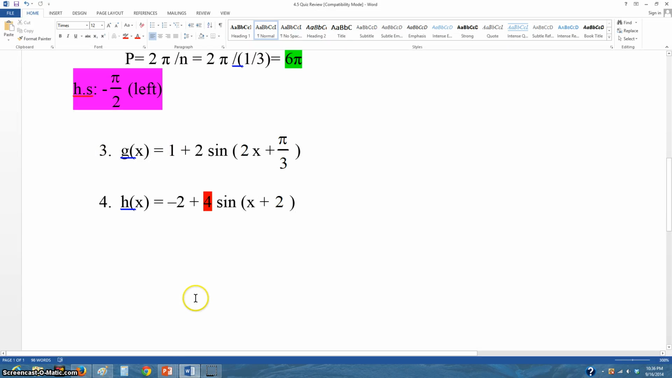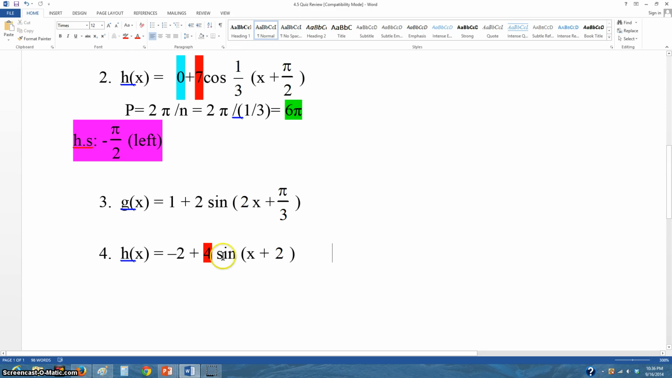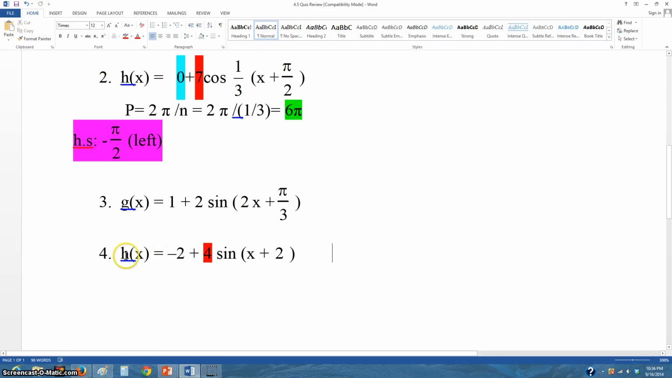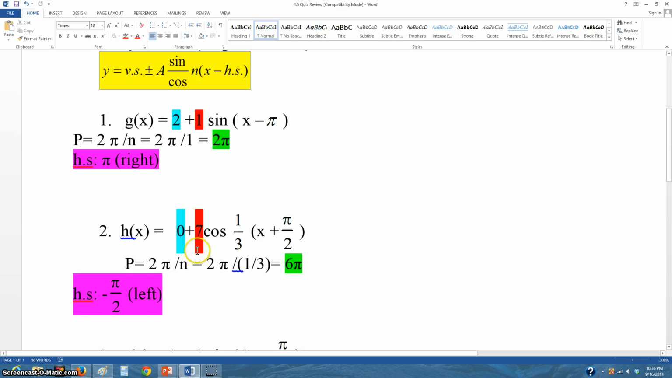Okay, so I got cut off, but let's continue with number 4. We went ahead and did the amplitude, which is in front of your trig. If you realize on number 4, the number that's in front of your trig is the 4. Let's go ahead and do the vertical shift.